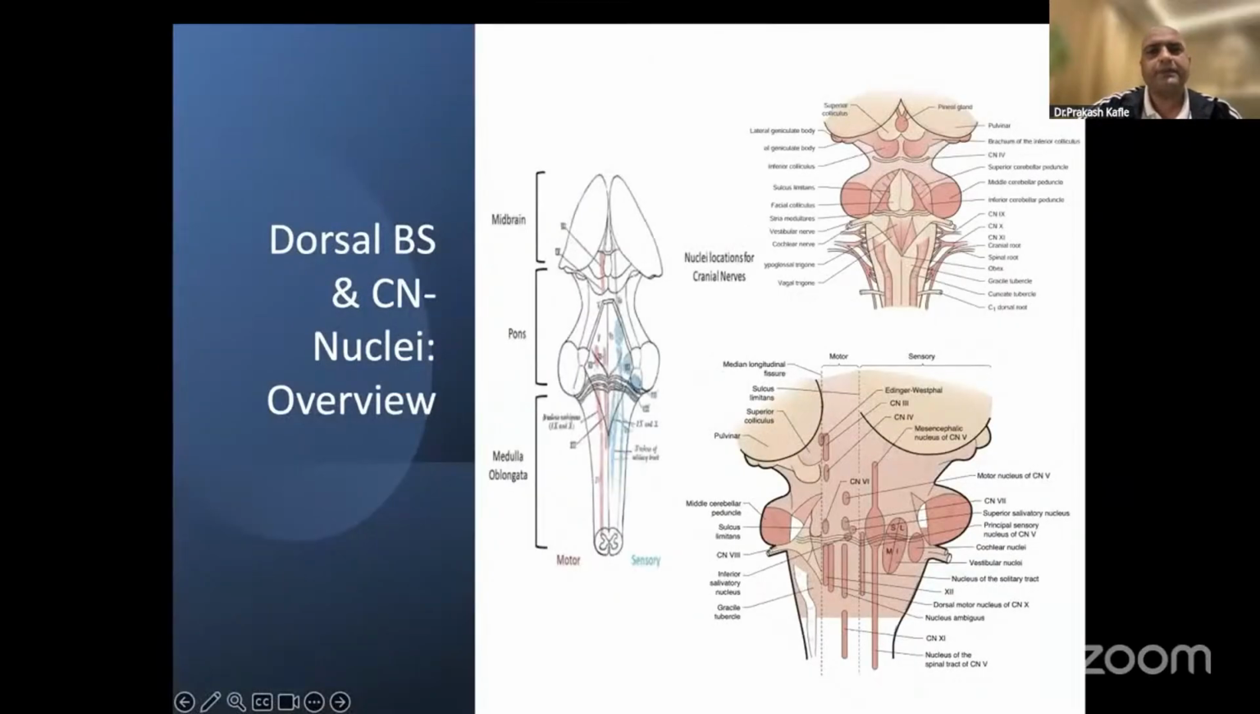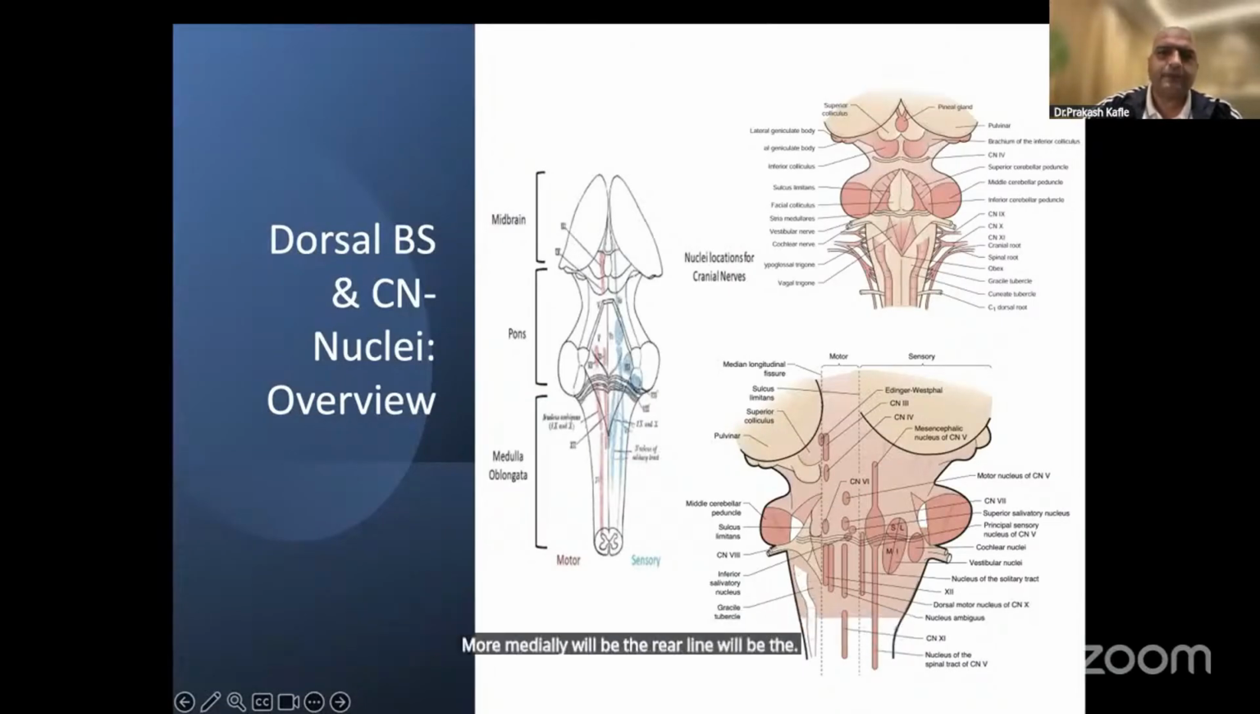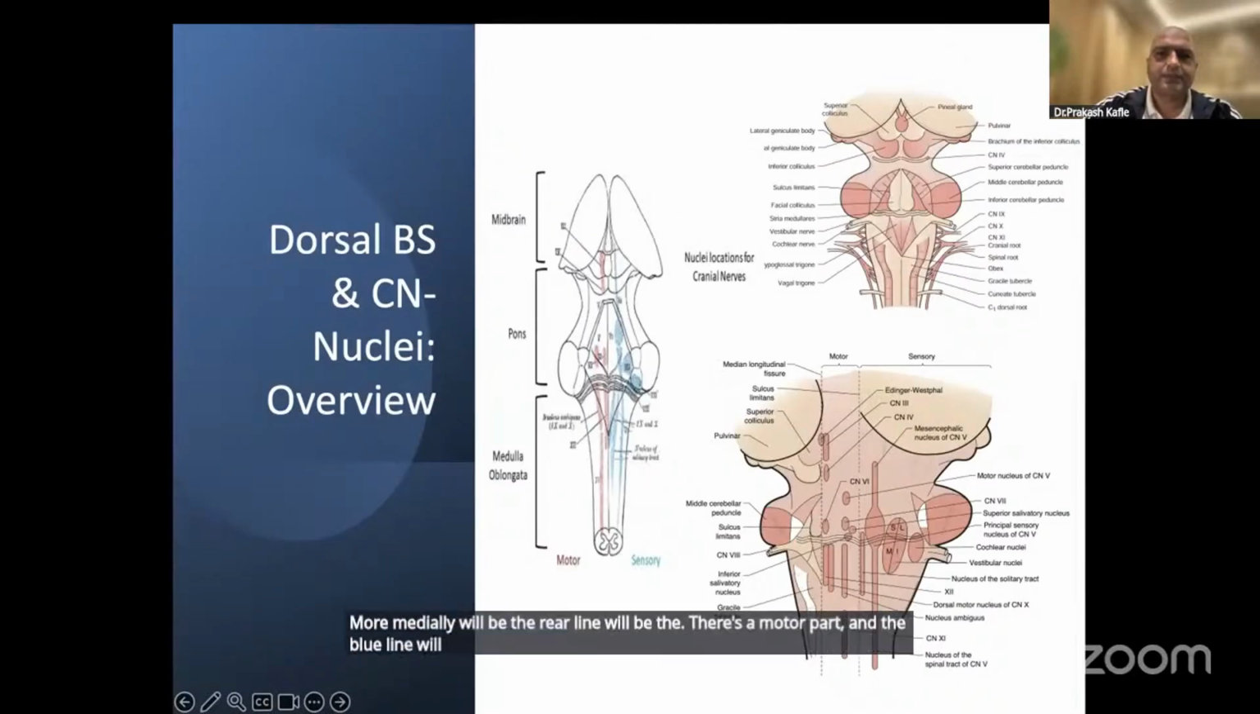If you see the dorsal part of the brainstem and cranial nerve nuclei, the red line more medially is the motor part, and the blue line is the sensory part. They run in a longitudinal fashion from top to bottom, from midbrain and pons to medulla.